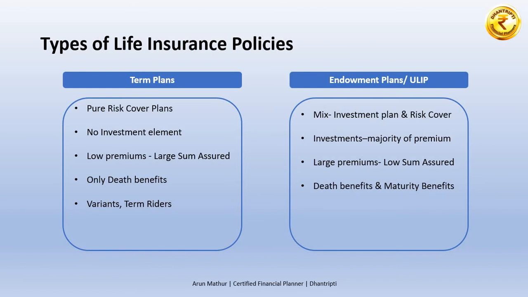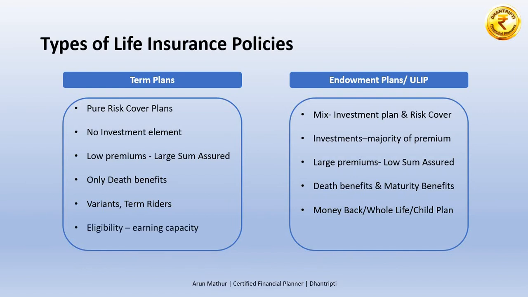Now, these days, term plans have started coming with a lot of variants and term riders. The variants could be that in some cases, the premium which you have paid in the entire policy period is returned, or some amount of money is paid back to you even if you survive. And term riders, as I said, ADDL riders and critical illness riders, are also added on to the basic plan. Endowment plans come with a lot of different names: money back plans, whole life plans, child plans. All of them are types of endowment plans.